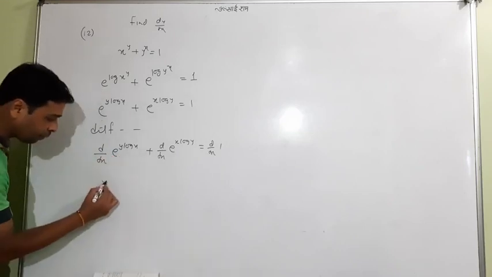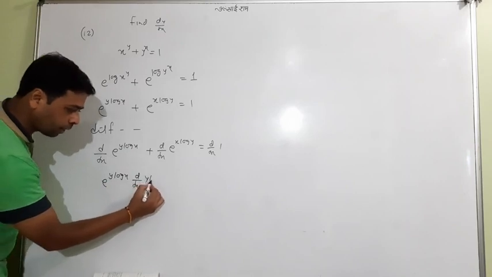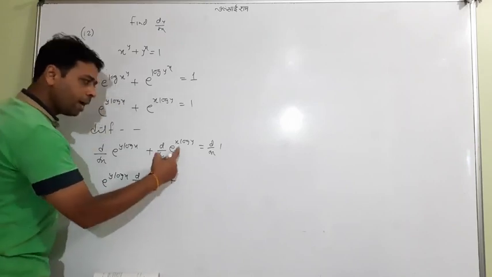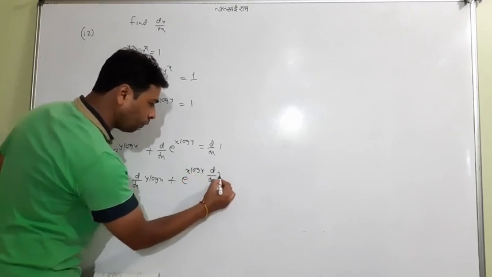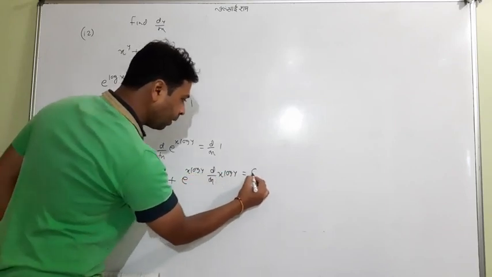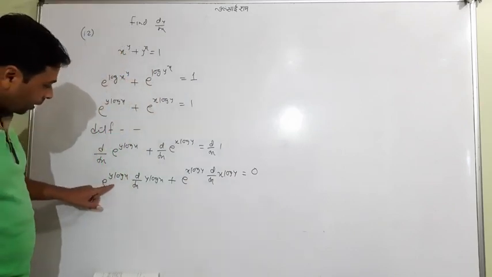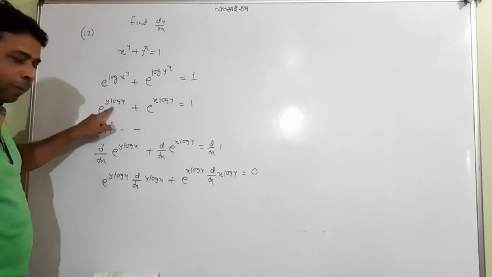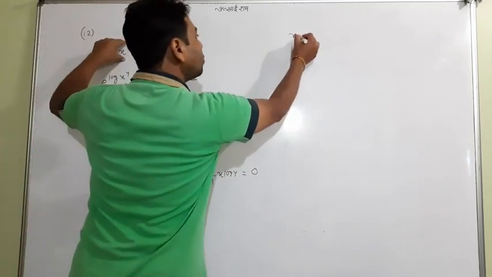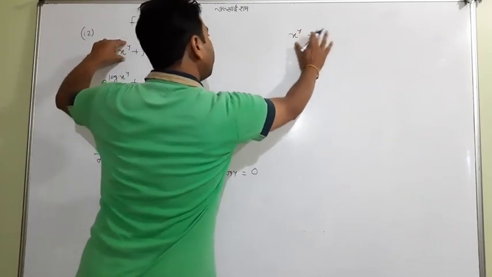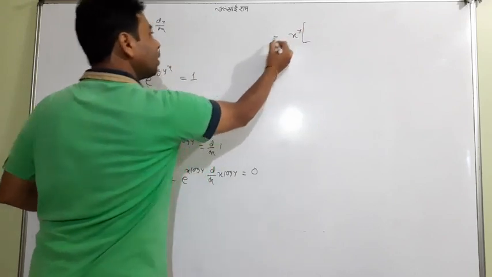e has the same differentiation, and again the differentiation of y log x. e has the same differentiation, by the chain rule, again the differentiation of x log y. And d by dx of 1 is 0. Now, e to the power y log x is the same as this one, which came from here. So you are free to write it as x to the power y instead of that, and make a bracket.